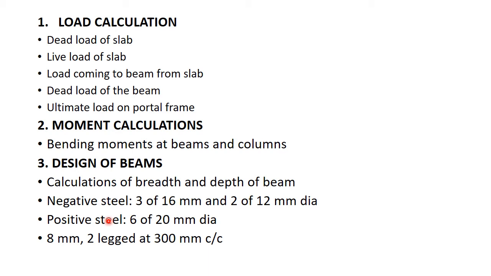And since it is a beam, you have to calculate the spacing of the stirrups. It is 8 mm two-legged stirrups at 300 mm center to center. Based on the condition for the spacing, you have to check whether the spacing is more than 0.75 times the effective depth or 300 mm. And you have to provide more spacing at the midspan and closer spacing at the support, since at the support the shear is maximum.